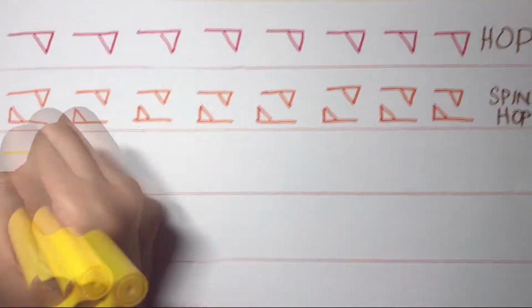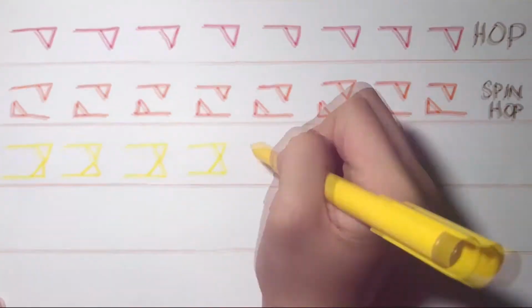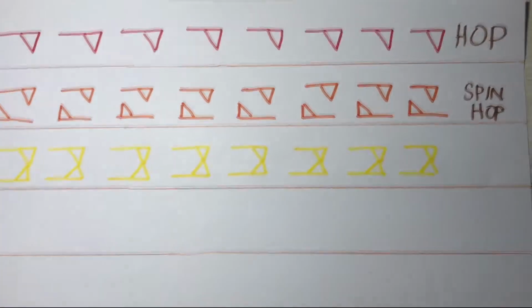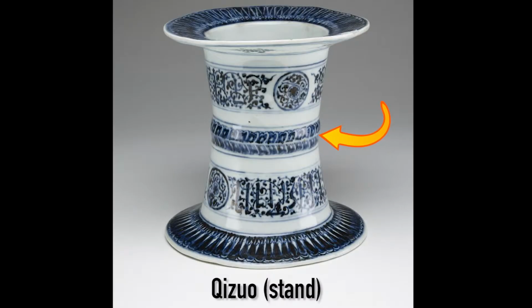The third frieze group contains translation and horizontal reflection symmetries, and is called a jump. For example, this is a stand from the Ming Dynasty. We can clearly see that the transformations in this pattern are translation and reflection across a horizontal mirror.